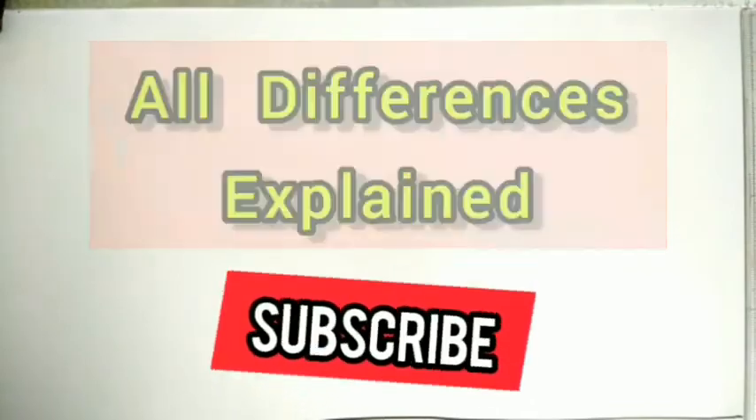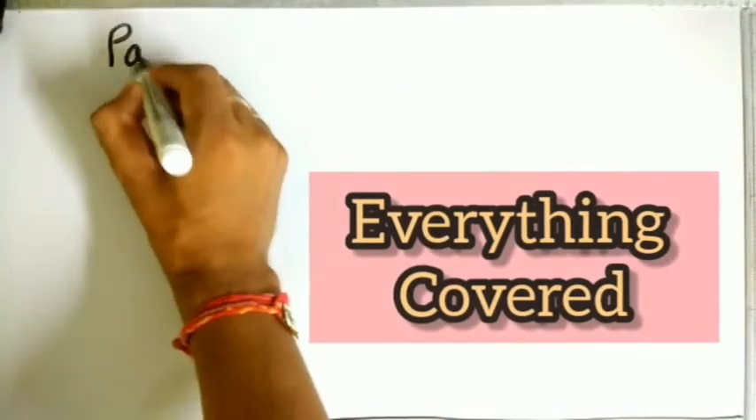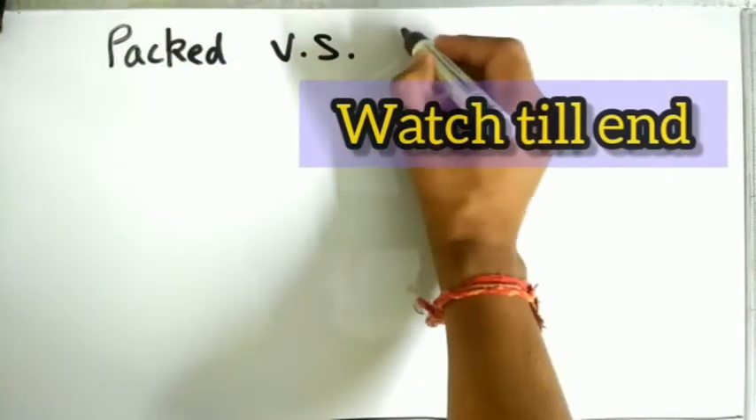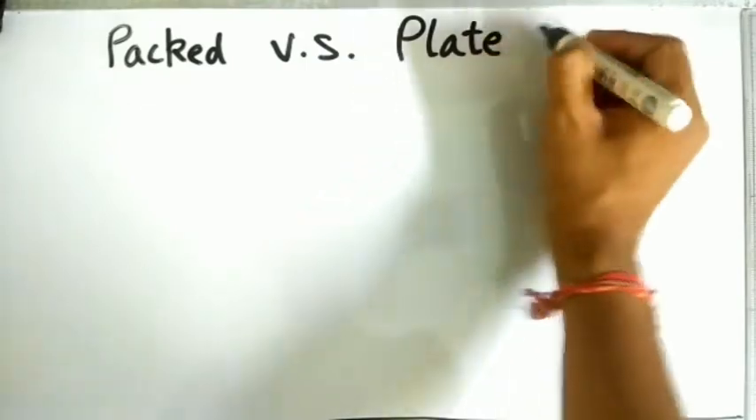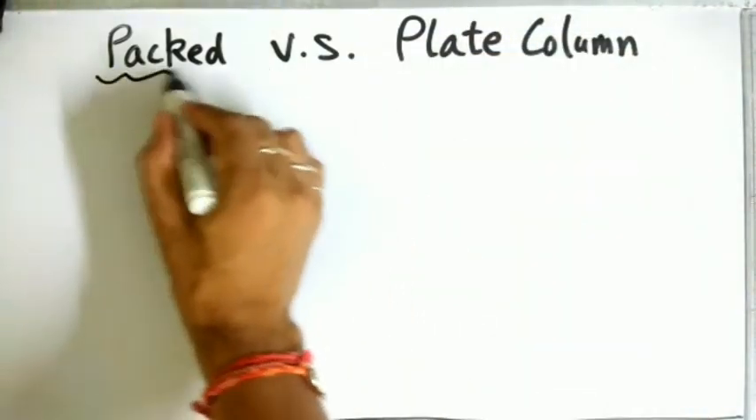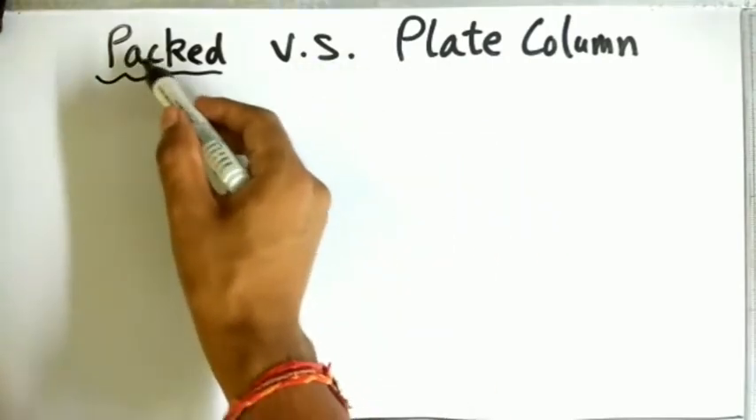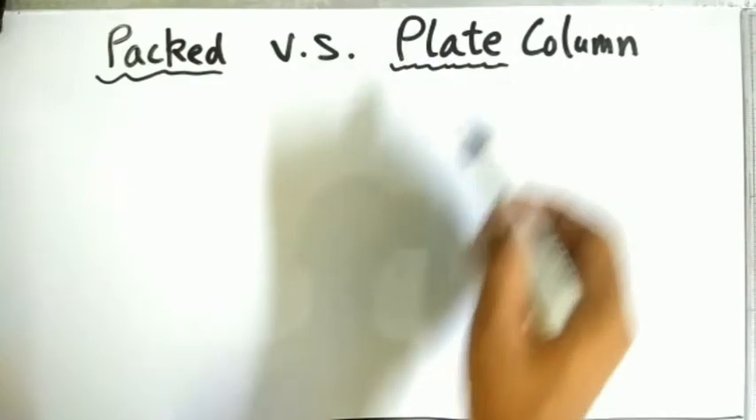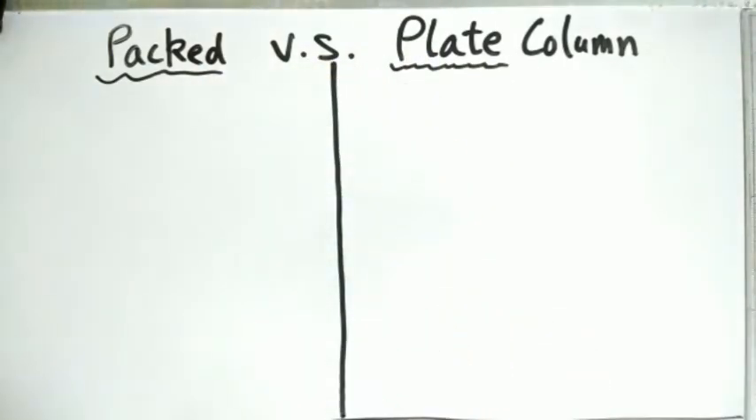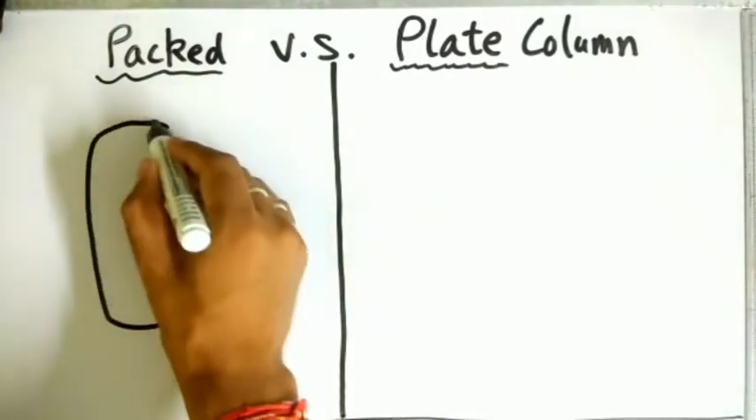Plate versus packed columns. Yes, it is one of the most important topics and that's why I have considered this. So packed versus plate column. Packed usually refers to the column which has the packings, and plate is the normal tray column. So let's see what the difference between them is. First thing is how they are constructed.